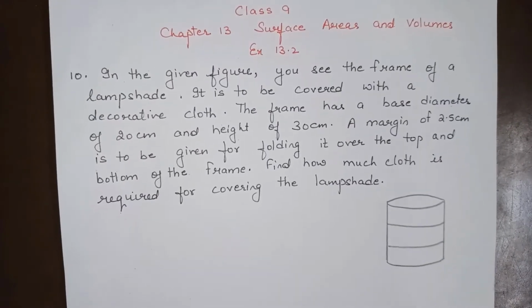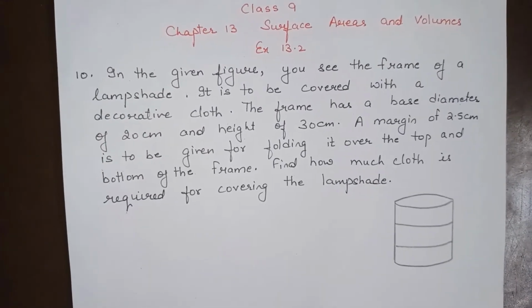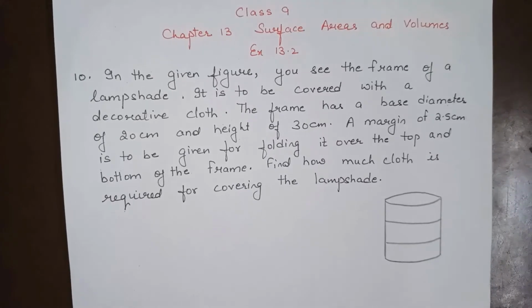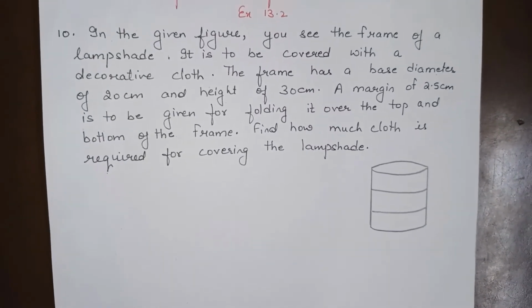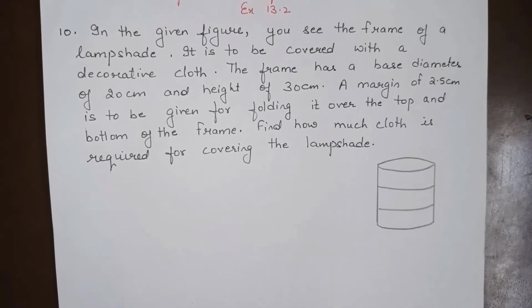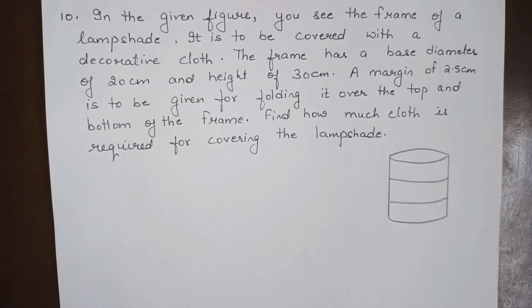Hello everyone, today we will do class 9th chapter 13th surface areas and volumes exercise 13.2 question number 10. In the given figure you see the frame of a lampshade. It is to be covered with a decorative cloth.